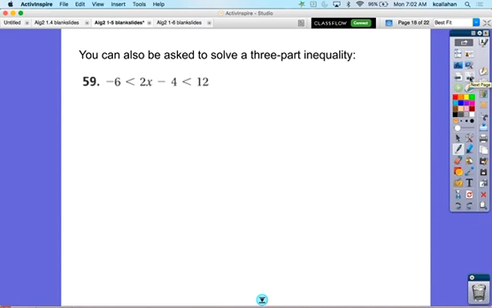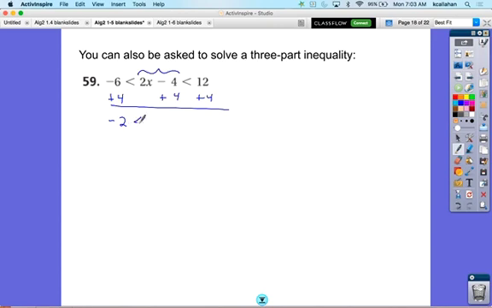You could also be asked to solve a three-part inequality, right? That looks different than anything you've seen before. Usually we look to isolate the variable on one side of an equal sign or an inequality symbol, but in this case we have two inequality symbols, and the variable is in the middle. So you try to isolate the variable in the middle by doing operations to all three parts. So how would I isolate x here? Well, I have to add 4, divide by 2. So the first step, add 4, add 4, add 4. You have to do it in all three parts.